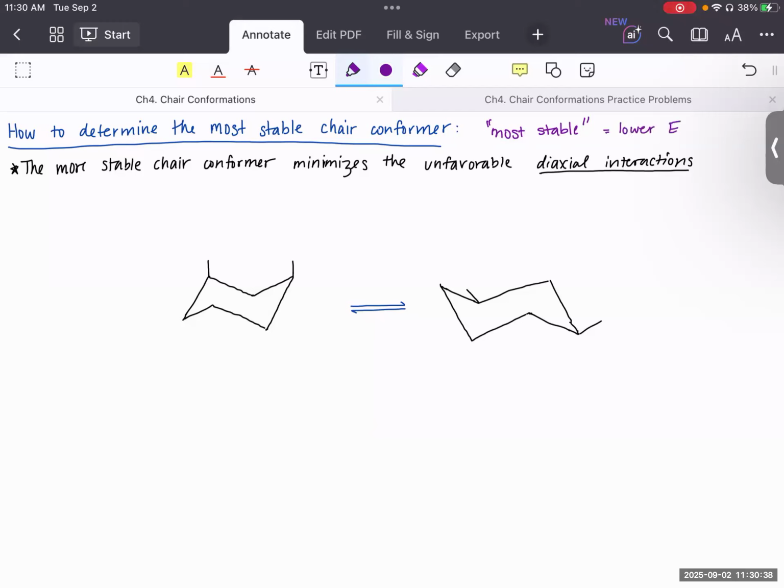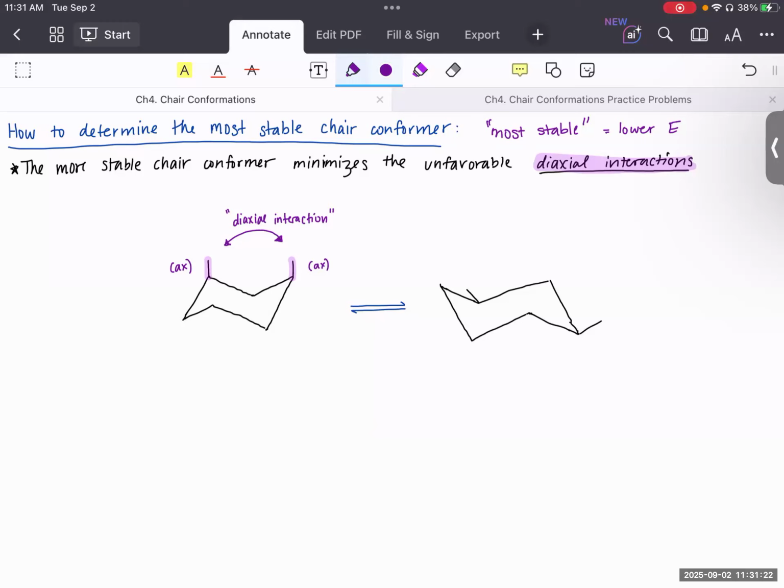To determine which one is the most stable, we have to determine which one minimizes the unfavorable diaxial interactions. Diaxial interactions occur between axial groups. For example, here in the structure, we have two axial groups that are spaced 2 carbons apart. We know that the axial groups alternate facing up or down, so the ones that are 2 carbons apart are going to be facing the same direction. We can see that both of these are facing up. This is called a diaxial interaction, which is unfavorable and is due to steric strain between those 2 methyl groups being aligned with each other.